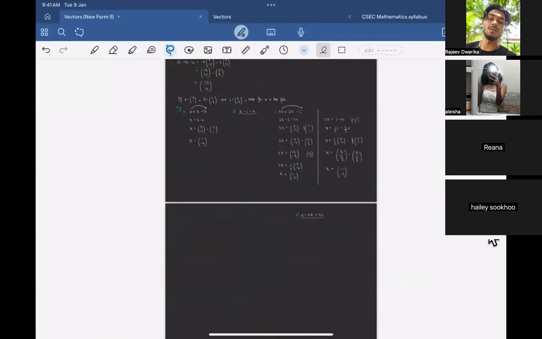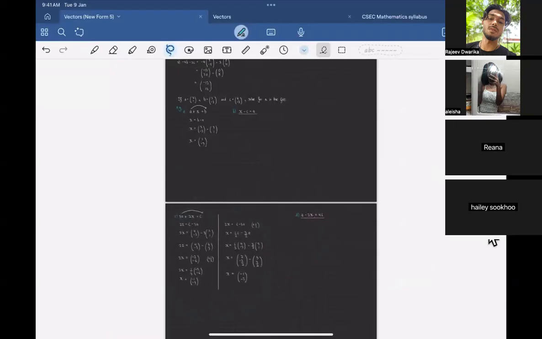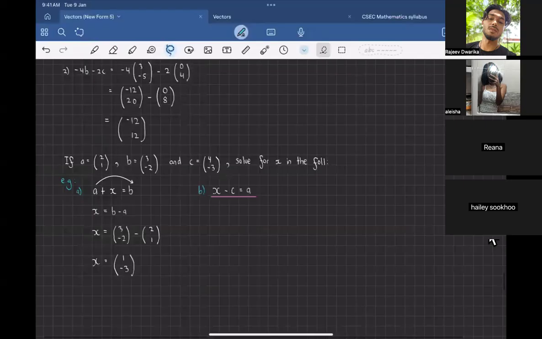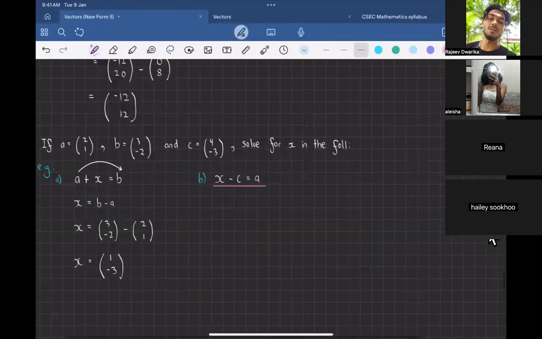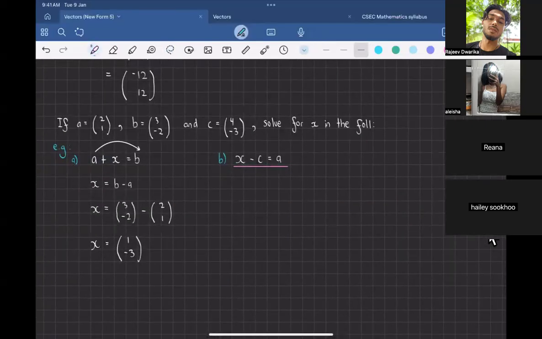So Rihanna and Alicia, we'll do question B. All right, so I'm actually going to do question B on the board quick. If I want to make X the subject of the formula, I'll move across the minus C because it's not supposed to be there. So I will end up with X is equal to A plus C.